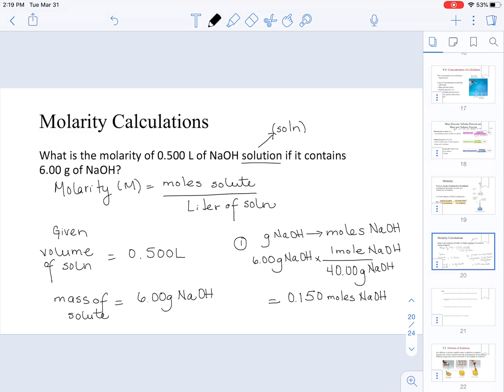Now we have the correct amounts in order to put them in our equation. As you can see, the moles of NaOH have now been calculated, and we already have the volume of NaOH. To finish the problem, I have 0.150 moles of my solute, and I'm going to divide it by the volume of my solution, which is 0.500 liters. When I divide these two numbers, I see that we have 0.3 moles.